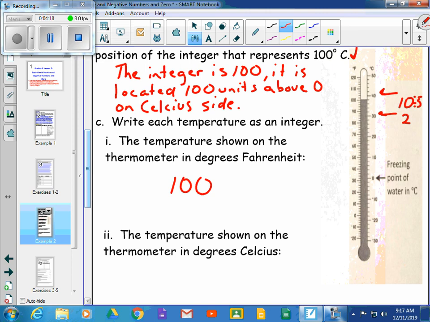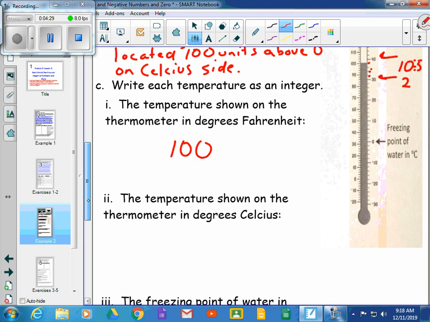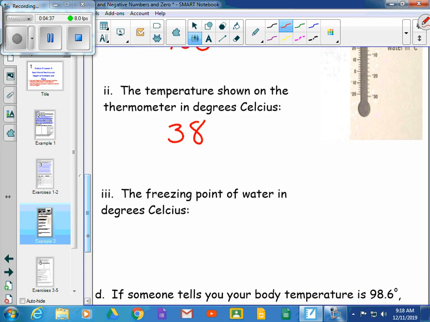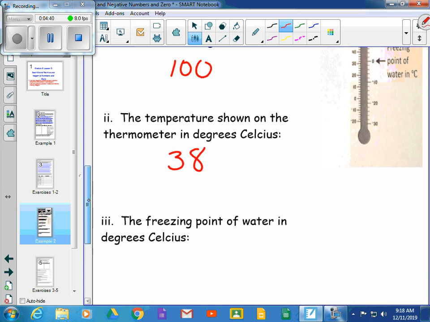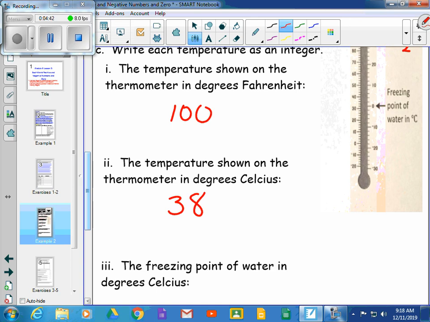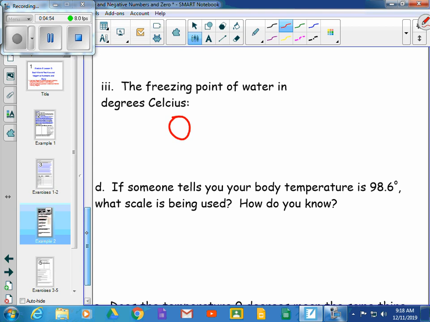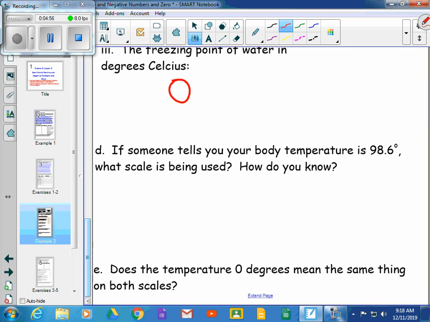So if I see that I'm at 30, then one more up from that would be 32. Then we have 34, 36, and there will be 38. And since it is above zero, that is a positive integer, 38. Then the next question wants to know the freezing point of water in degrees Celsius. The freezing point is what this arrow is pointing at right now. On the right side, since it's Celsius, it would be 0. Water freezes at 0 degrees Celsius.